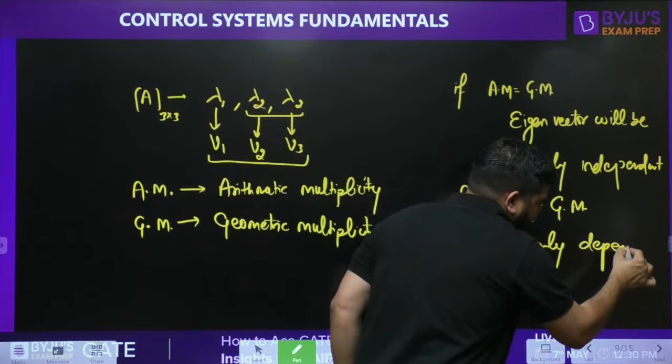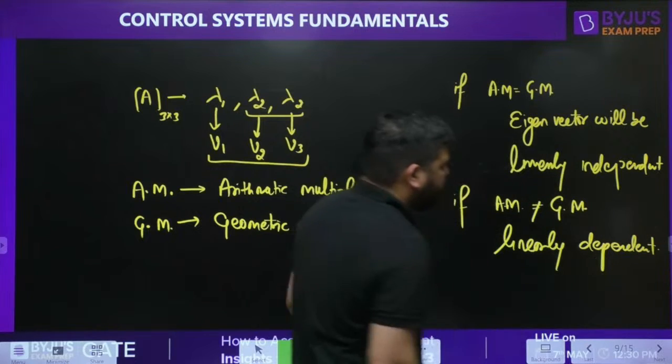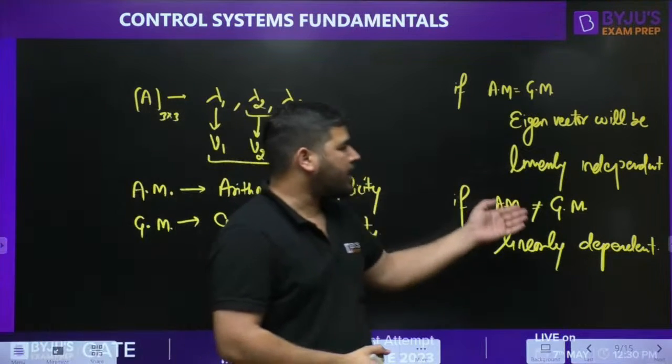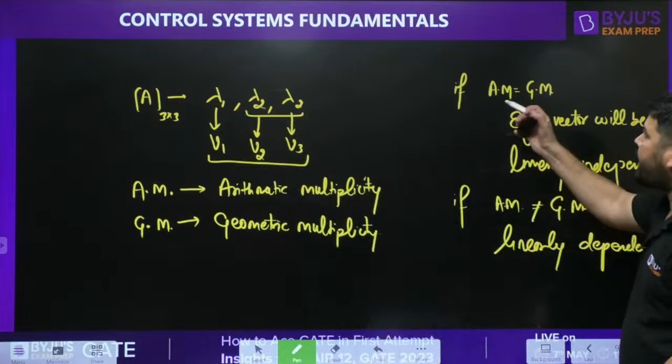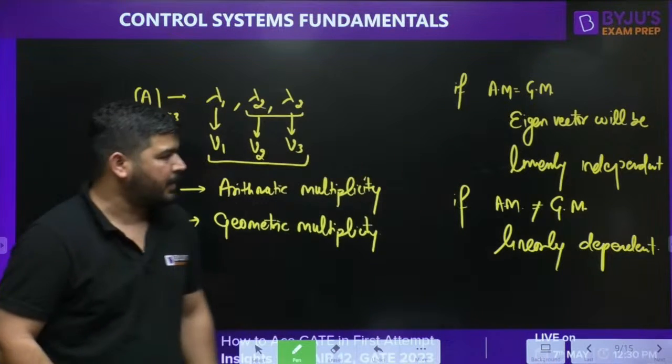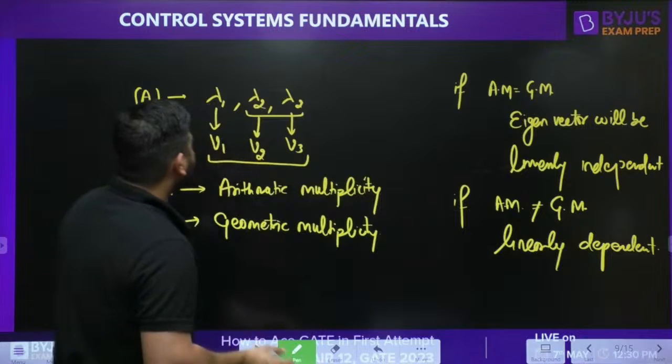Linearly dependent. So you have to check whether AM and GM are equal or unequal. Now, how to calculate AM and GM? How to calculate arithmetic multiplicity and geometric multiplicity? It's very simple. Okay, let's take a matrix.